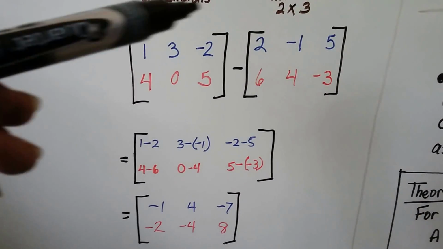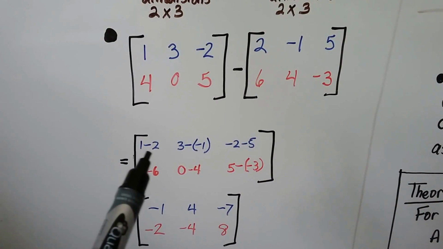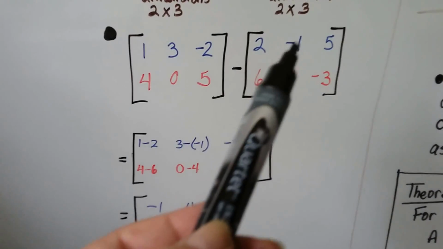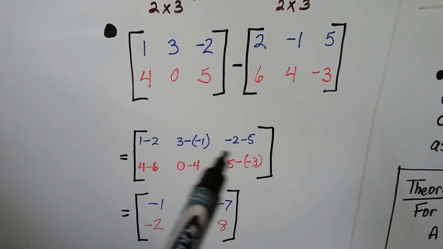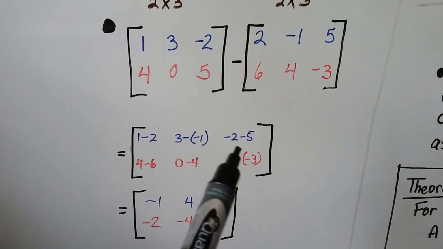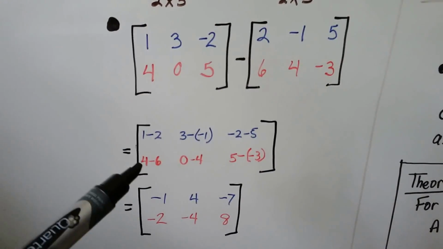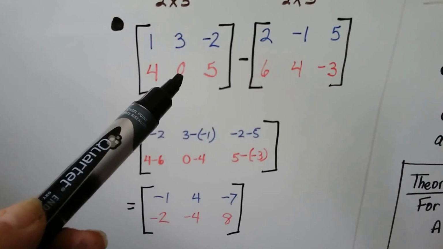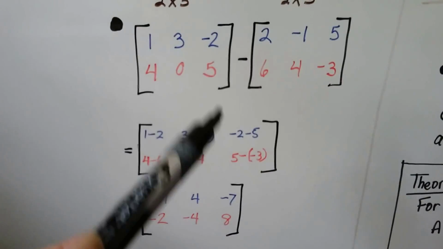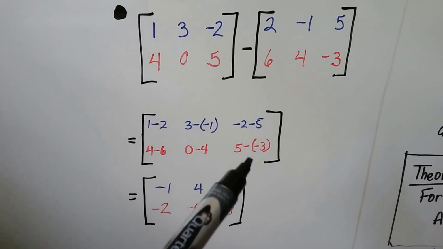This 1 minus that 2. See? This 3 minus that negative 1. This negative 2 minus that 5. This 4 minus that 6. This 0 minus that 4. And this 5 minus that negative 3.